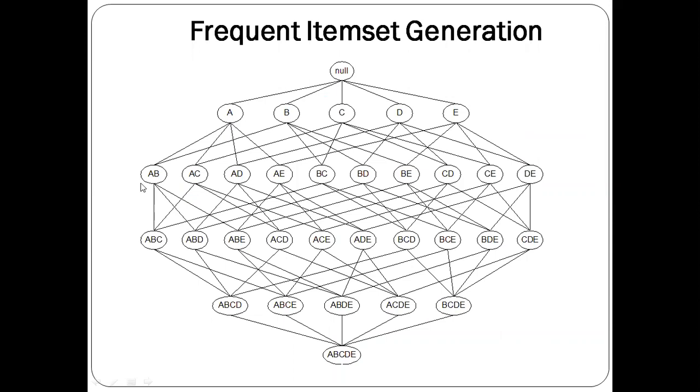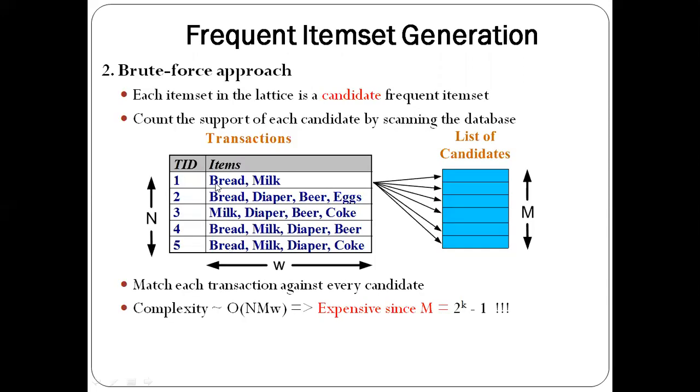Then combinations of two elements, A B, A C, A D, A E, are also candidate item sets. And then A B C, A B D, A D E, and then A B C D. All these are candidate item sets. In this example, bread, milk, diapers, beer, eggs, and coke: all those single elements will be considered as candidate item sets.